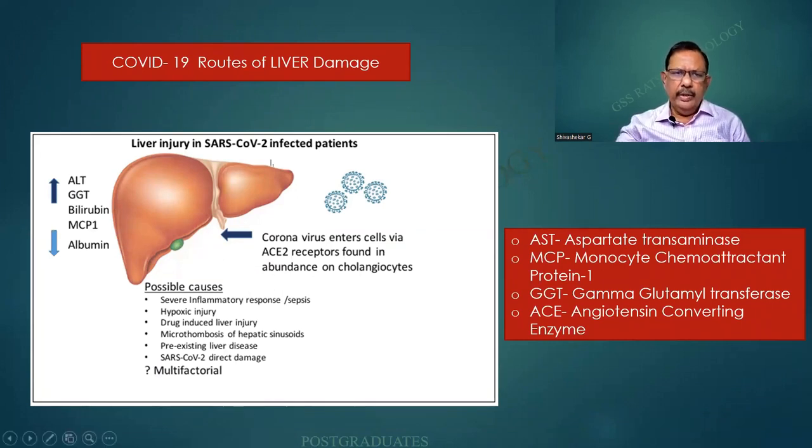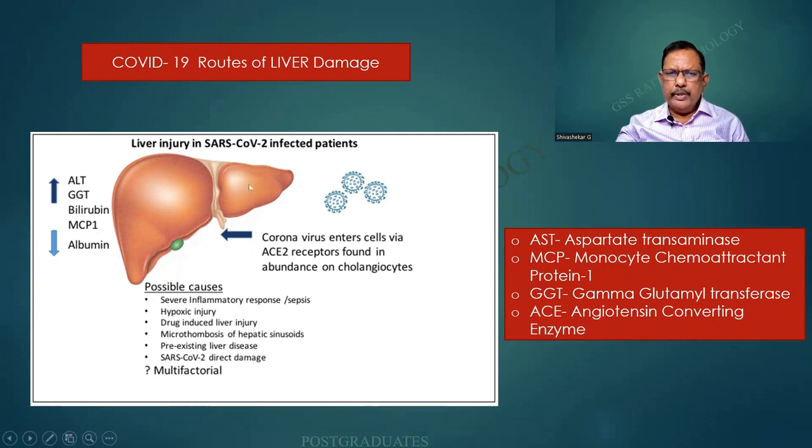See what is over here. There is a liver injury in SARS-CoV-2 infected patients. That is COVID-19, in which there can be an elevation of the ALT, GGT, bilirubin, and MCP1, and a decrease in albumin. And what are the expansions? I have shown it over here. Aspartate transaminase and monocyte chemoattractant protein. That is supposed to be the expansion for this. Gamma glutamyl transferase and angiotensin converting enzyme. These things we shall and will mention in our answers. They are of great importance.